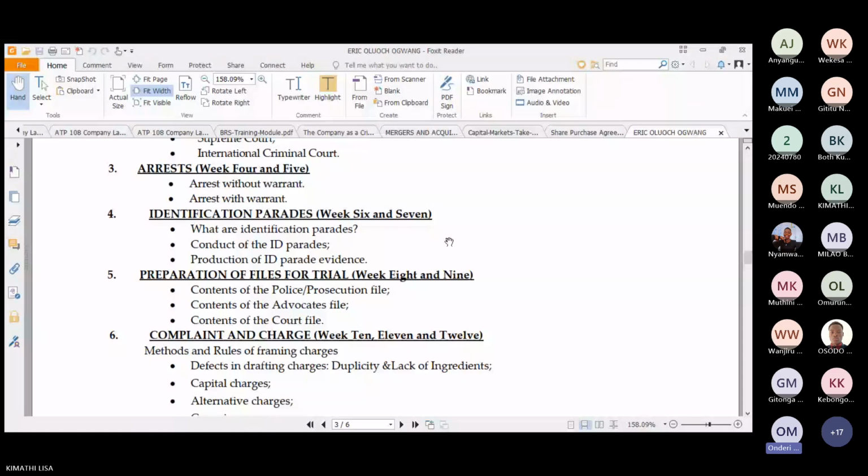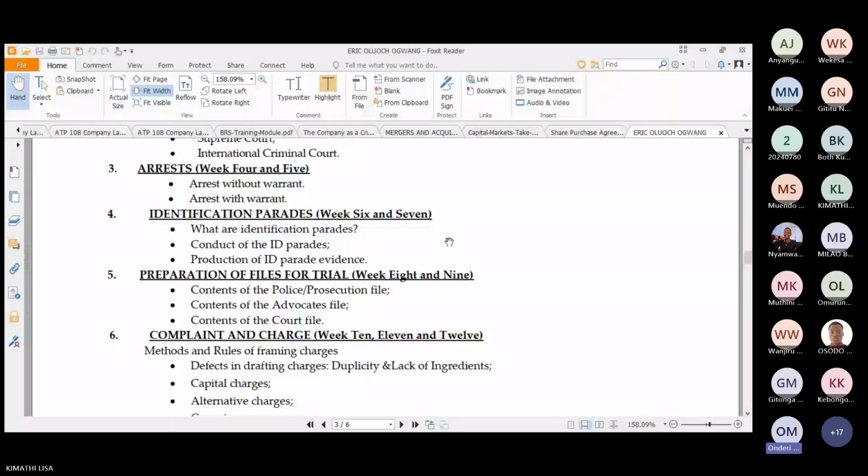The contents of the advocate's file include the instruction note. This is what the clients tell you to represent them and what you are required to do. So this tells the client's intentions. It also contains the client attendance form. This indicates the name of the client and the date of attendance. This is used in billing the client because advocates bill according to the time they use in a case.